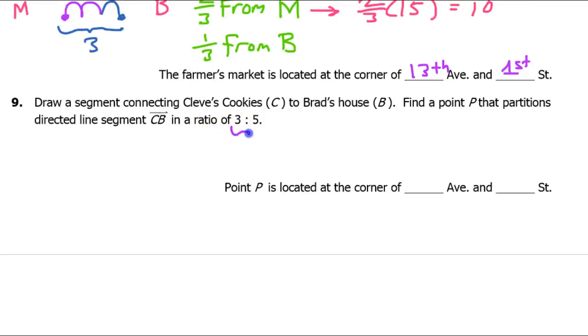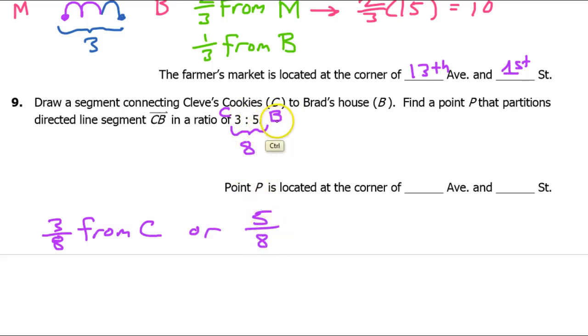So as soon as I see from 3 to 5, I'm looking at the total. The total here is going to be 8. Now remember, C to B. That means the 3 is how many spaces from C, and the 5 is how many spaces from B. All right, order matters, C to B. The 3 is the C and the 5 is the B. So that means my first fraction, 3/8, tells me how far from C I'm going to go. So the partition will be 3/8 of the way from C. Or if you look at it the other way, 5/8 is how far I have to go from B. So 5/8 of the way from B.